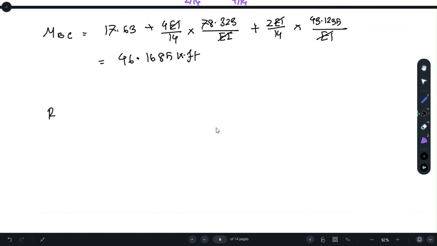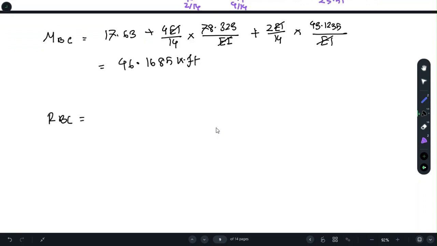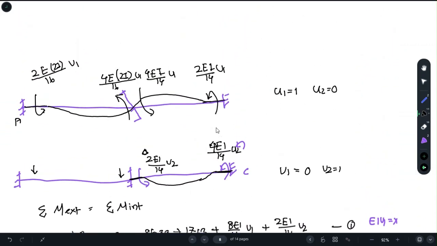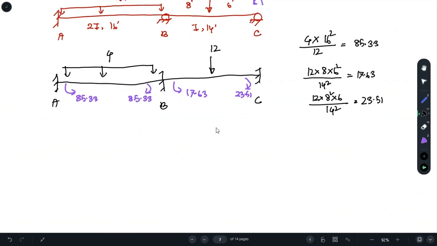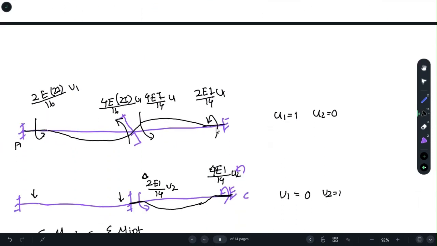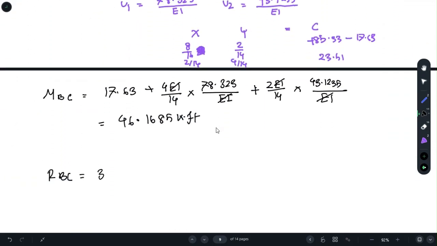You can find the reactions as well. Let's say you want to find the reaction at A. For that, you have a UDL, so you get a reaction which is 4 multiplied by 16 divided by 2, which is 32.